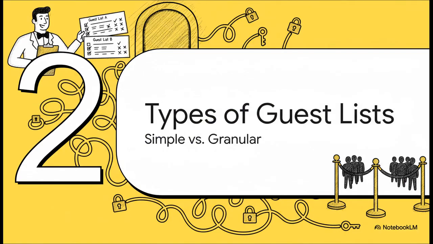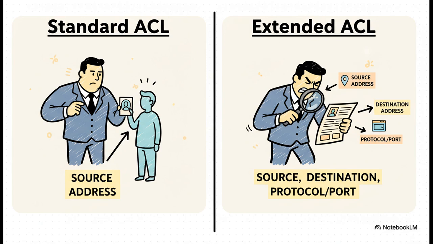Now, as you can imagine, not all guest lists are the same, right? Some nights it's a simple VIP list, other nights it's a super detailed background check for a private event. Well, networks are the same, and they have 2 main types of ACLs. On one hand, you've got the standard ACL. This is your basic VIP list. The bouncer asks just one question. Where are you coming from? It only looks at the source of the traffic.